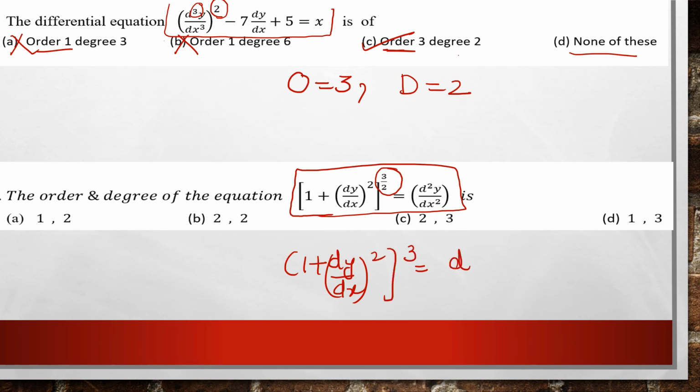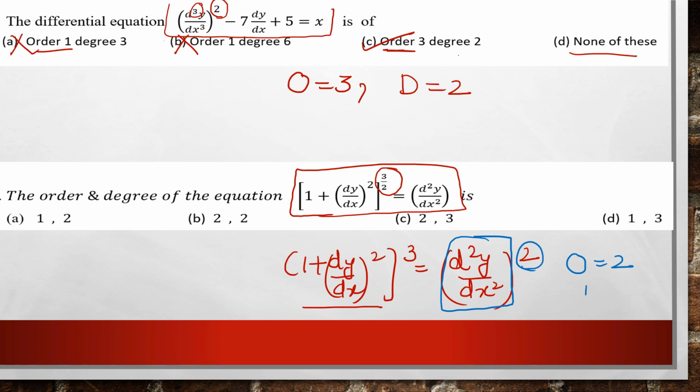And on the other side, you will get (d square y over dx square) whole square, right? Now we don't need to expand this thing because order and degree both depend on the highest order derivative. And here, what is the highest order derivative? This one is the highest order derivative. So the order is 2, and what is the degree? What is the power of this? Degree is also 2, right? So B is the correct option.